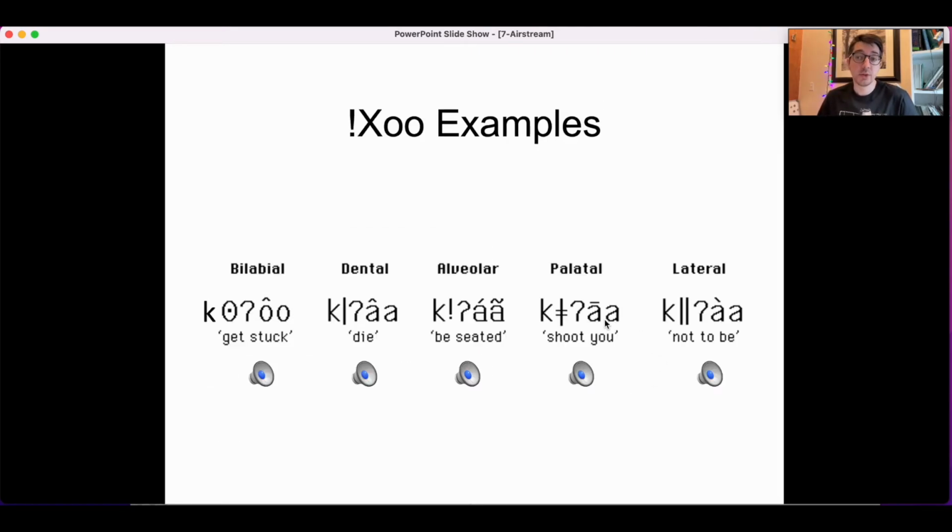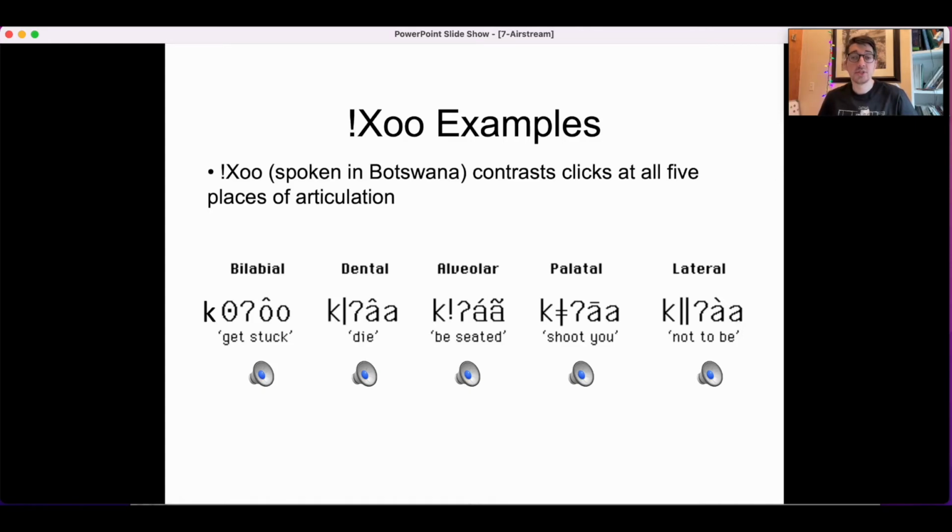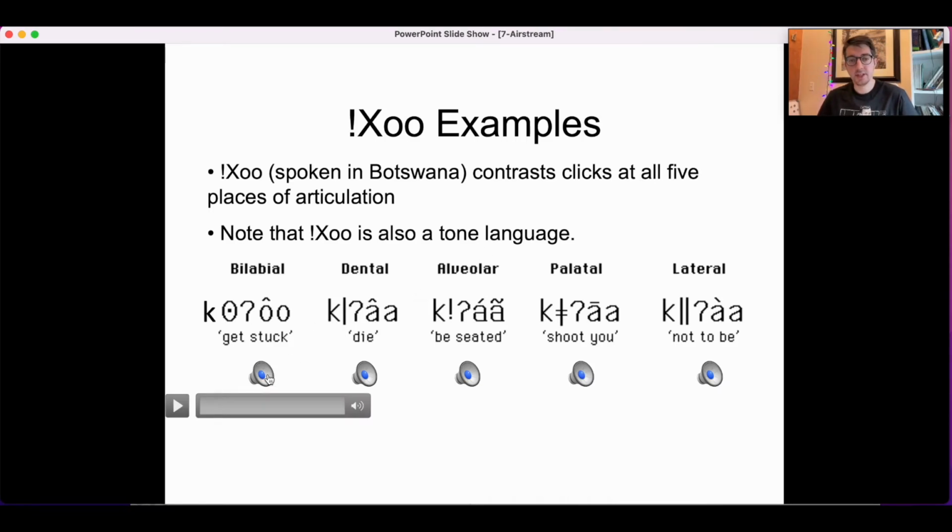Languages which use clicks as contrastive sounds are exclusively found in southern and central Africa, particularly in Khoisan languages. So only Khoisan languages, or particularly Zulu and Khoisan languages, have these. For example, one of the Khoisan languages is O, spoken in Botswana, which contrasts clicks at all 5 places of articulation. O is also a tonal language, so it makes your life more difficult, but this is how they make a bilabial click.